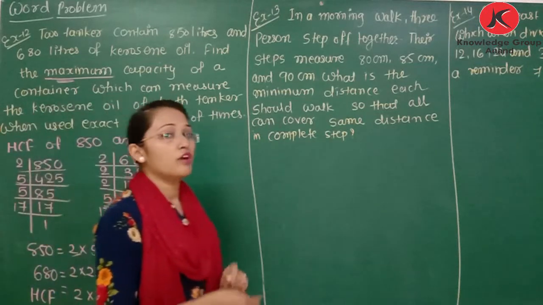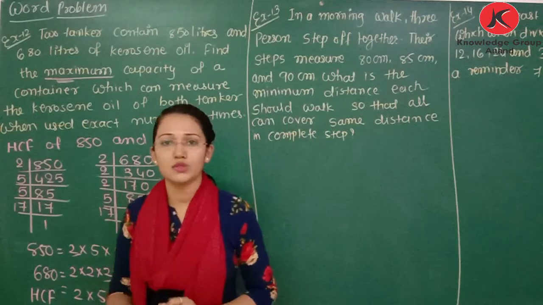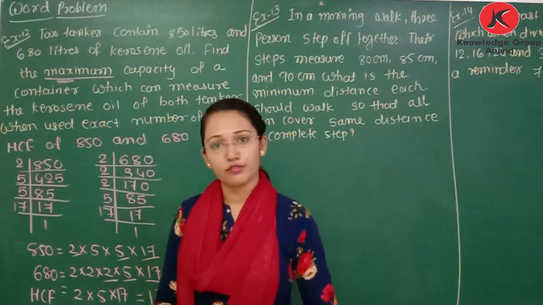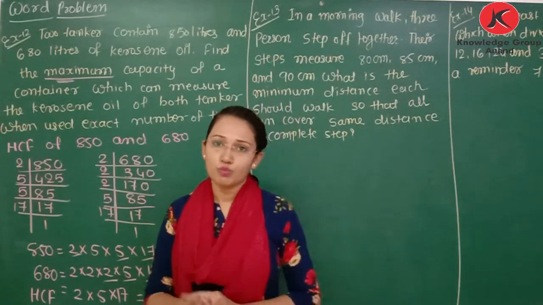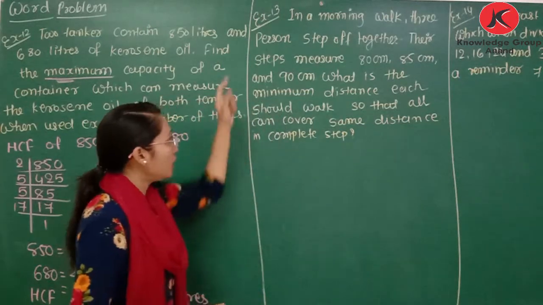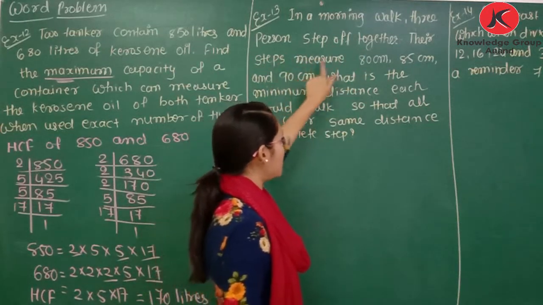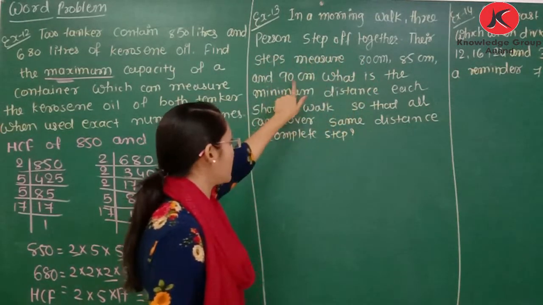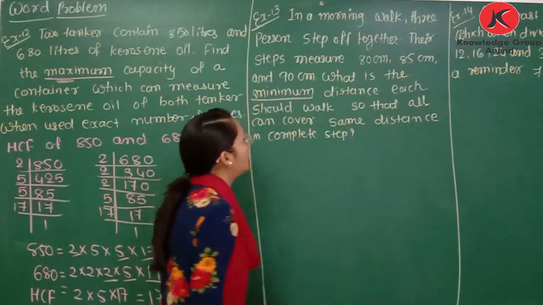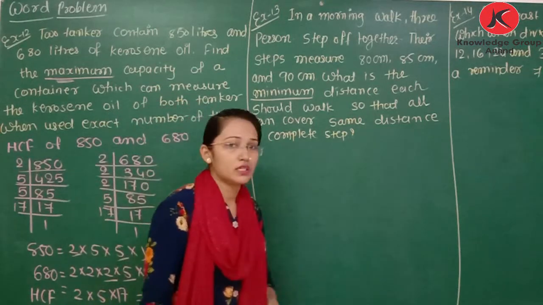Now next, whenever in a word problem the word is maximum, largest, highest, then you need to find HCF. And if the word is minimum, smallest, lowest, you need to find LCM. So here, in a morning walk, 3 persons step off together. The steps measure 80 cm, 85 cm and 90 cm. What is the minimum distance each should walk so that all can cover the same distance in complete steps?